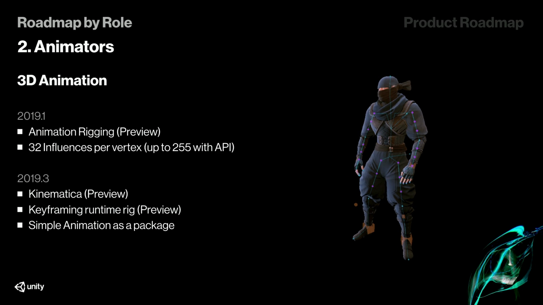Some of the examples included adjusting hand grip for a gun and the kinds of animations that you would rather be doing in engine than trying to do elsewhere. We're increasing our influences to 32 per vertex, or you can get up to 255 with an API, so you can get much more complex rigs. Kinematica, which we showed off last year, is where you provide a bunch of animations, and then based on input, we try and make the best decision about what frame we should be playing. Keyframing runtime rig will also be in preview with 2019.3, and then simple animation as a package will be coming.